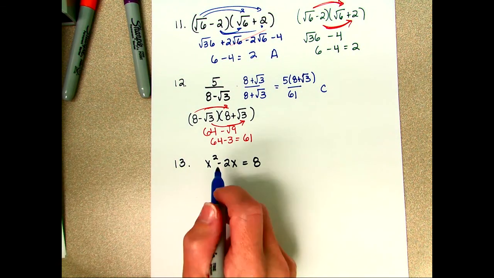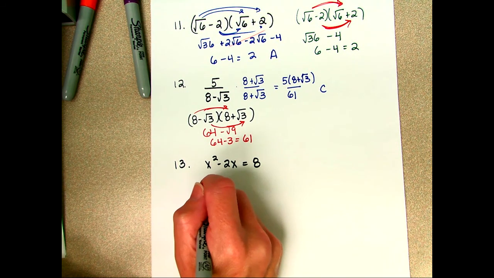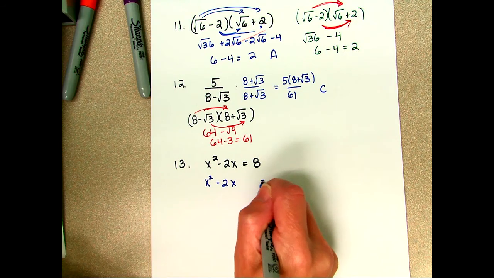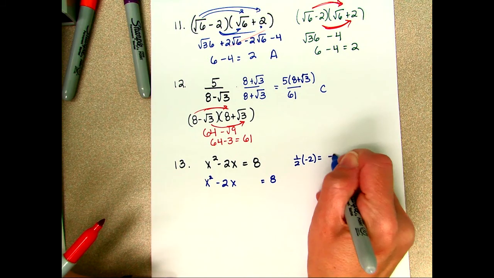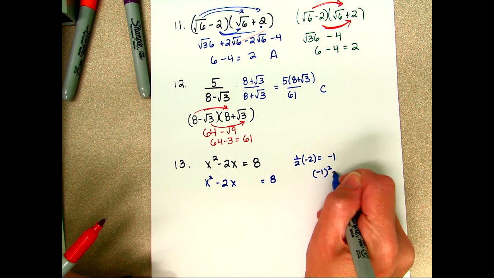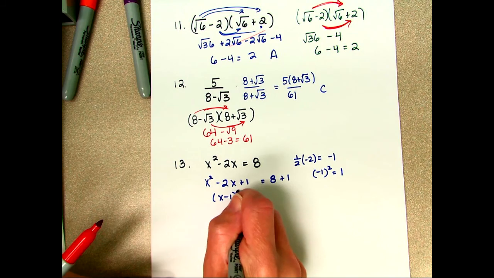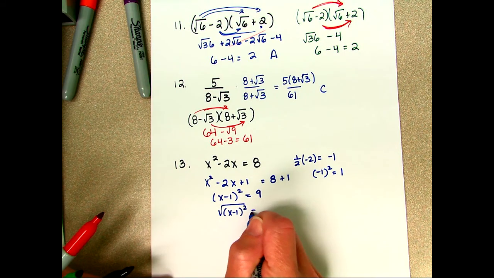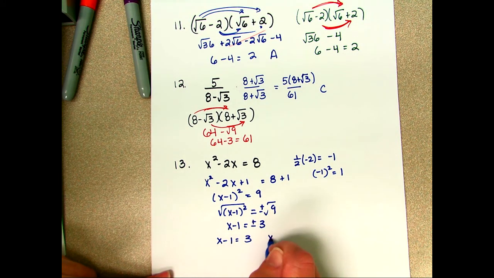We have a coefficient of 1. We have a b term of negative 2. So we have x squared minus 2x equals 8. To complete the square, we take 1/2 of the negative 2, which is negative 1, and negative 1 squared is 1. So if we add 1 to both sides, you have x minus 1 quantity squared equals 9. Take the square root of both sides. On the right, plus or minus the square root of 9, you have x minus 1 equals plus or minus 3, or x minus 1 equals 3, x minus 1 equals negative 3.